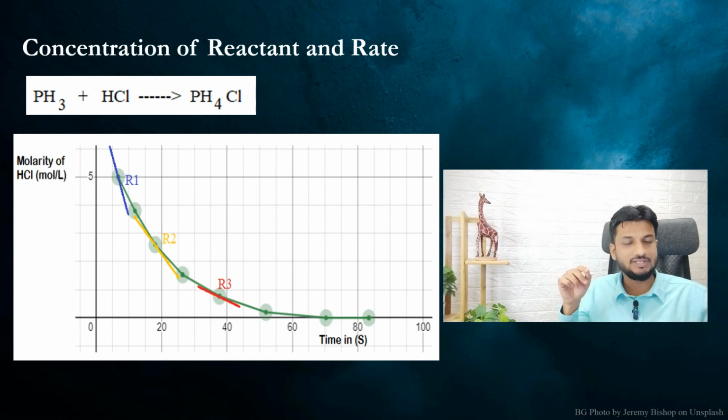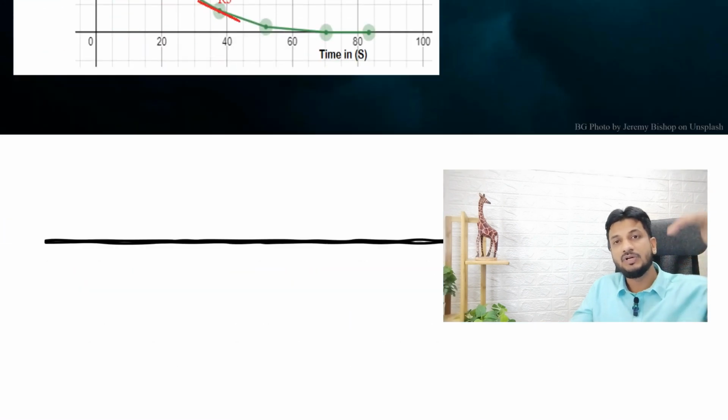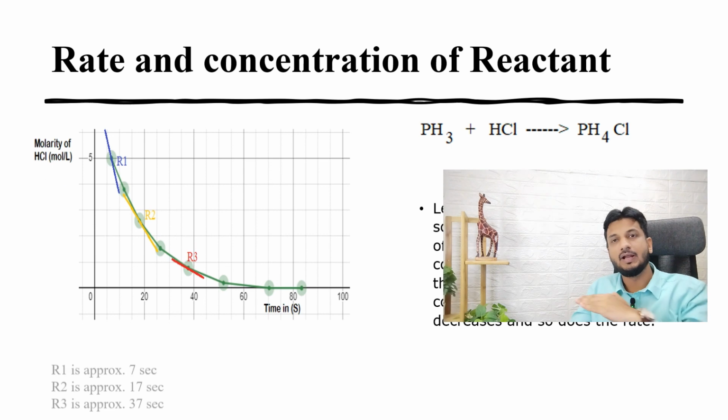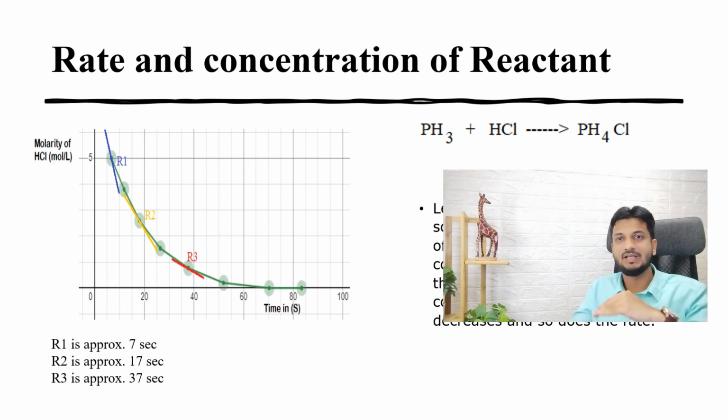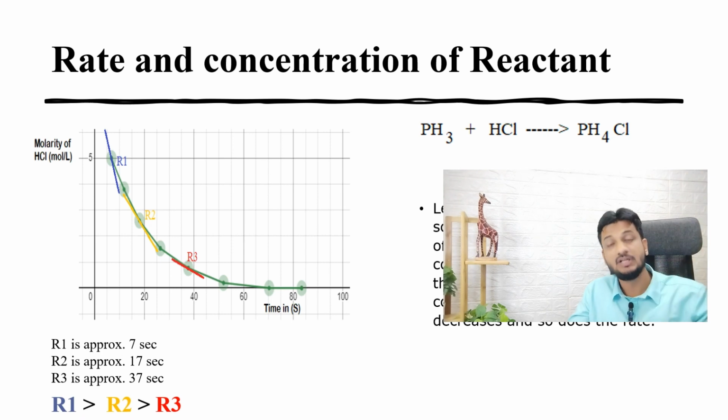Similarly, if you see, R2 is plotted somewhere around 17 seconds and R3 is plotted around 37 seconds. Now if you compare these 3 guys, R1 is the steepest, then R2 becomes less steep and R3 becomes much less steep. I mean, the rate decreases. So rate R1 is greater than R2 and rate R2 is greater than R3. So as the reaction proceeds and the concentration of the reactant drops, the rate also decreases.